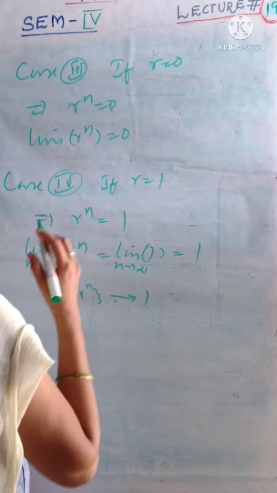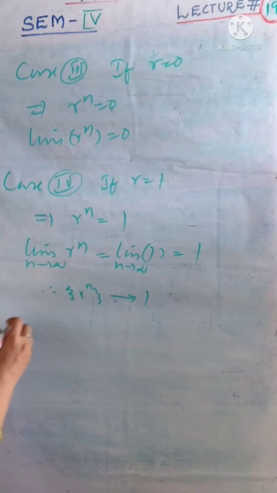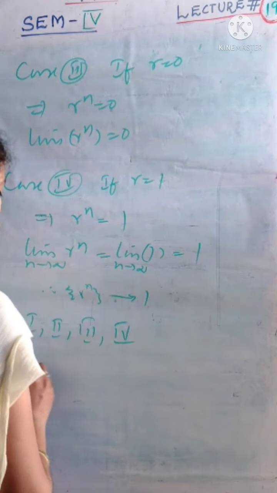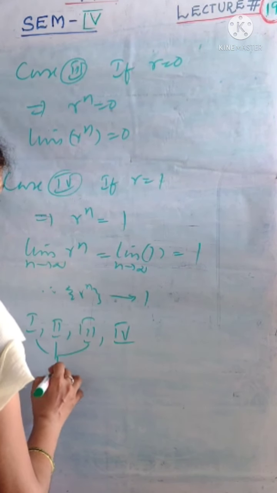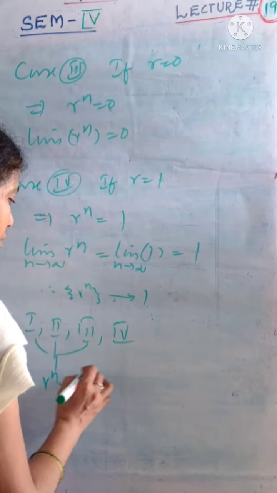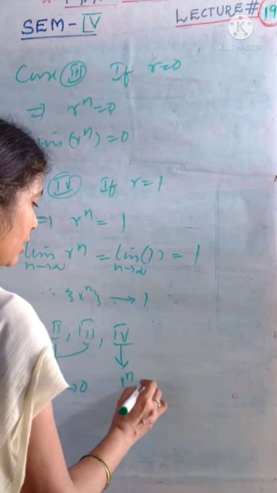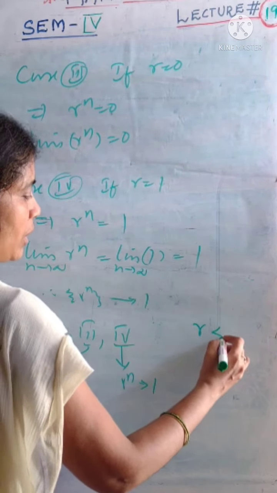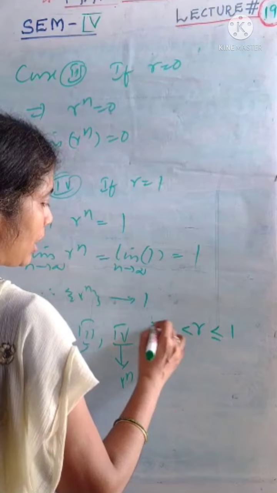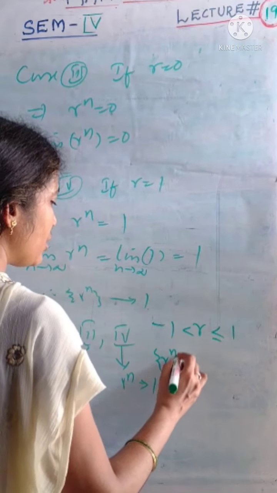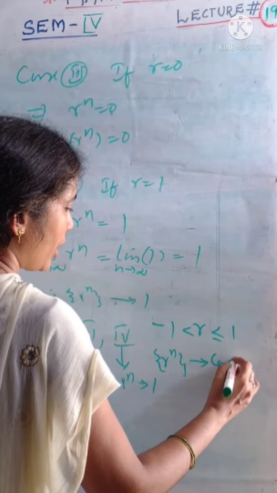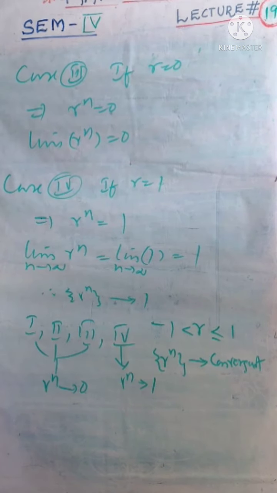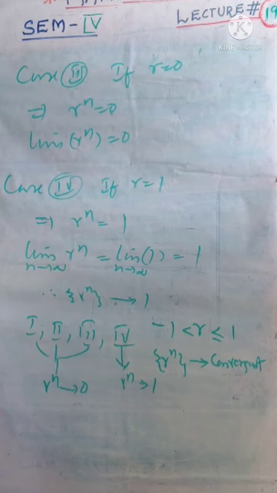That means from among these 4 cases, we confirmed that in 3 cases our sequence r power n converges to 0, and r power n converges to 1 in the 4th case, which means that whenever r is in between 1 and minus 1, r power n, the geometric sequence, is convergent. This is the conclusion of the given sequence. Okay, thank you.